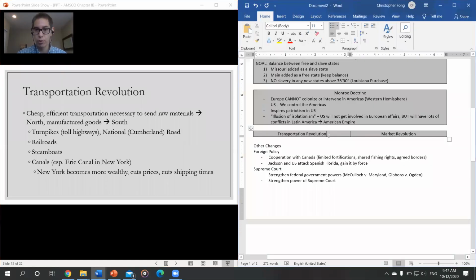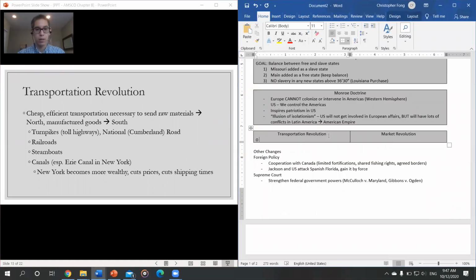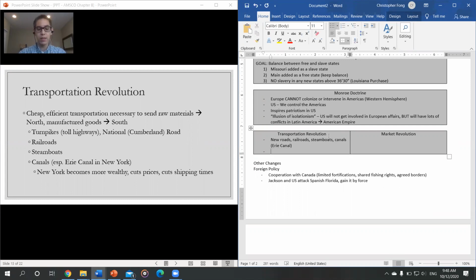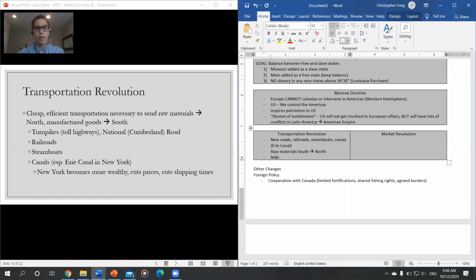So transportation revolution, let's see, we have new roads, railroads, steamboats, and canals. I'm going to put the Erie Canal up here. And this allows for raw materials from the south to the north, and then manufactured goods from the north to the south. All of this leads to massive increased trade.